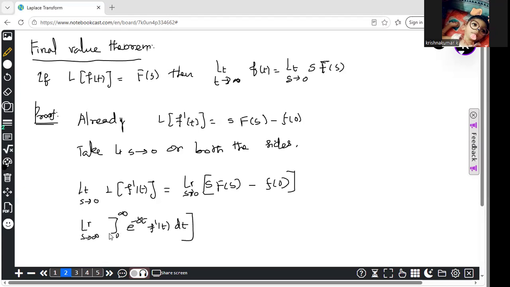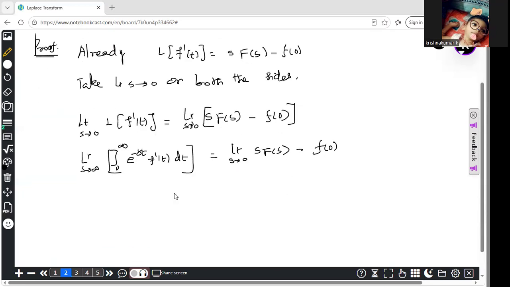On the right hand side, if you split this, it becomes limit s tends to 0 of s into f of s minus limit s tends to 0 of f of 0. But here there is no s variable, so we can write f of 0 only. Now if you take s tends to 0, then e power minus st becomes 1 only, because anything to the power 0 is 1.